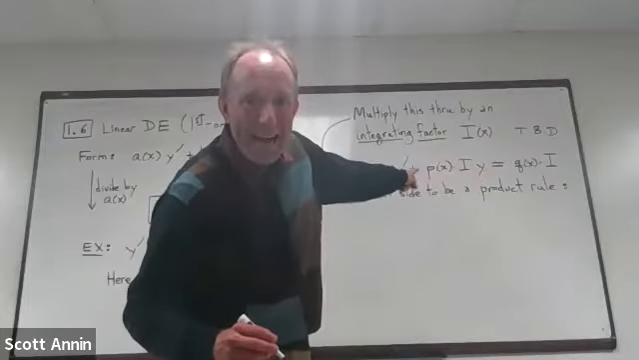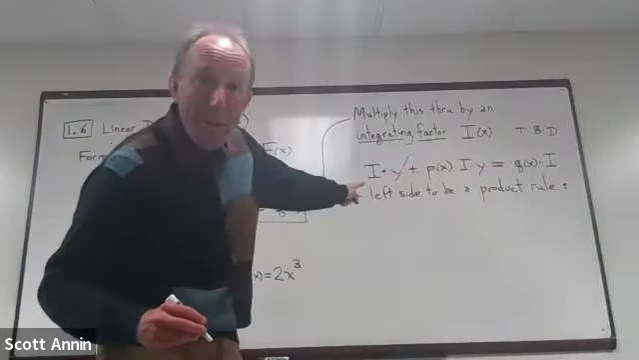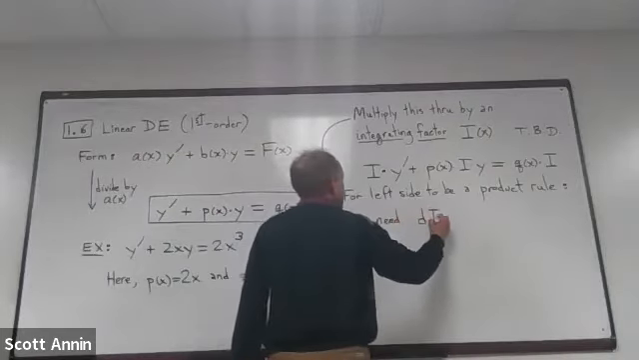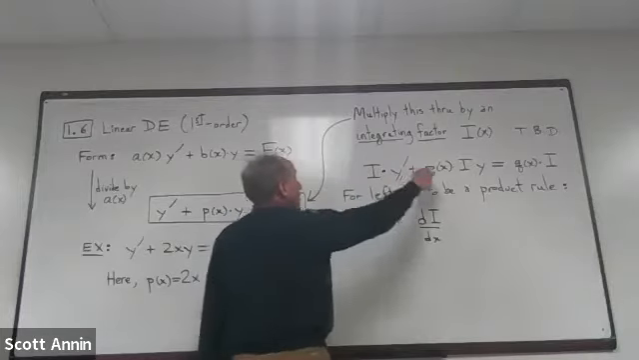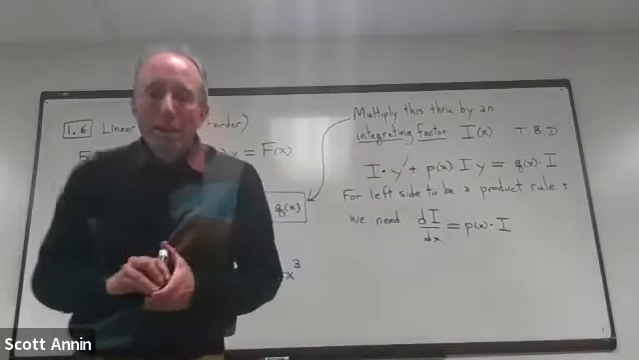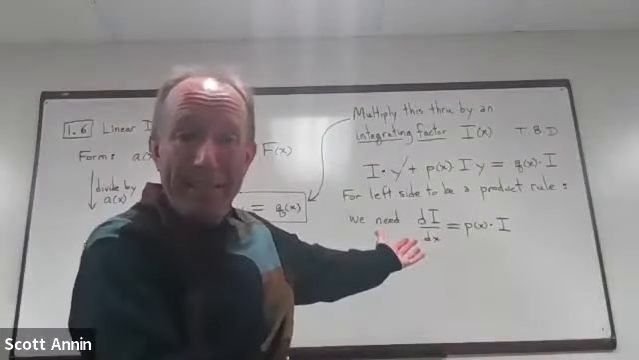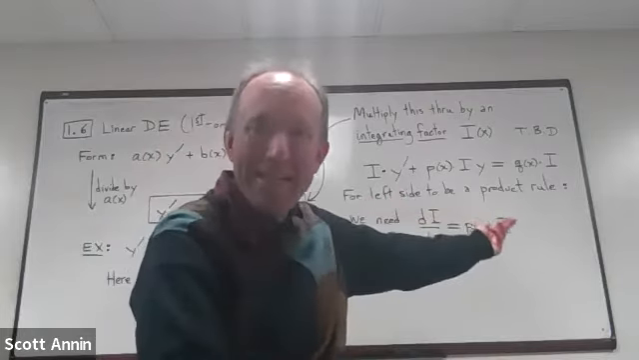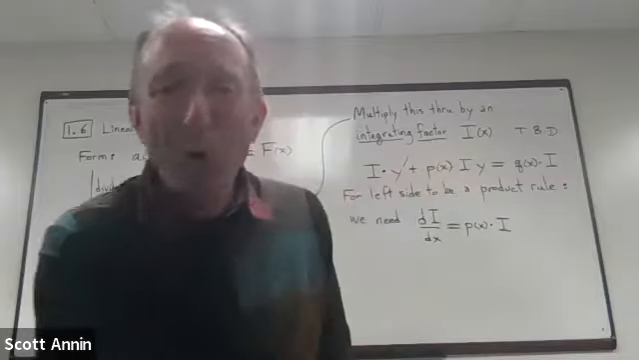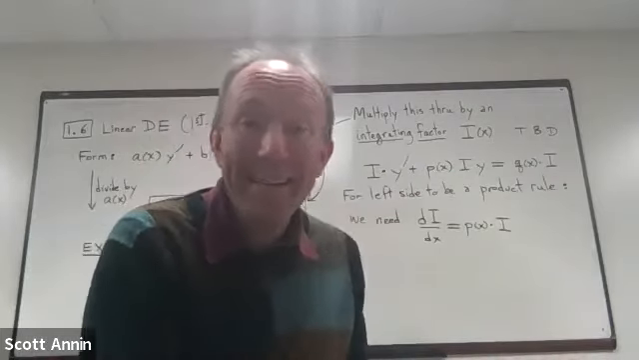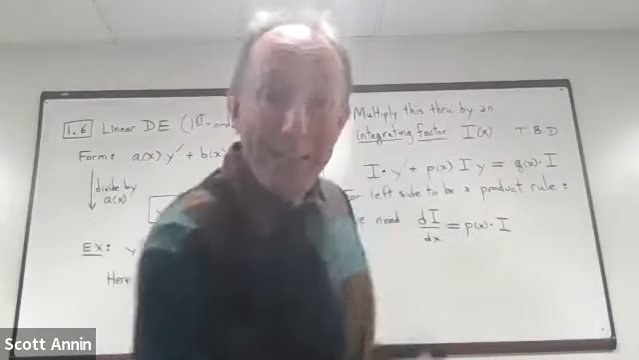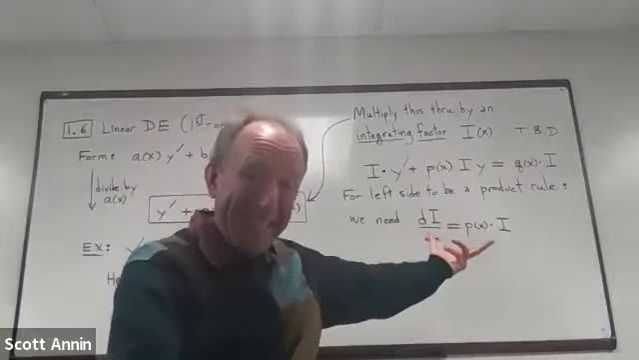So then the p of x I should be the derivative of the I part. So we need, I'm going to write it this way, dI dx, the derivative of I, to be p of x times I. You see, if that's true, if we have this, I prime is just p of x times I, well, then we have I times y prime plus I prime times y. That would be the product rule derivative of I with y. So this I that is to be determined, it's going to be determined by solving this.